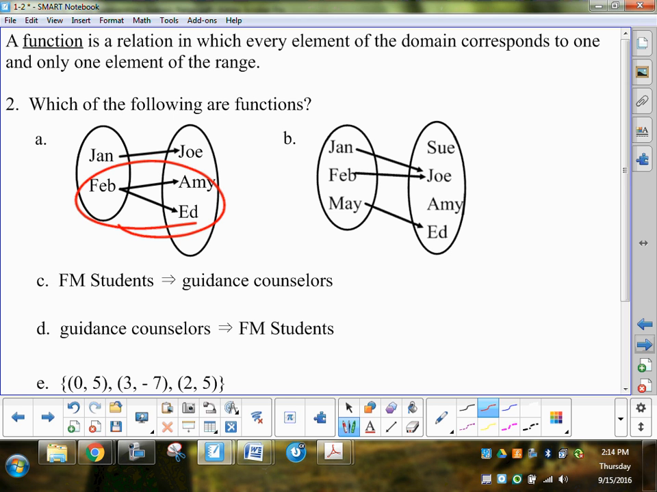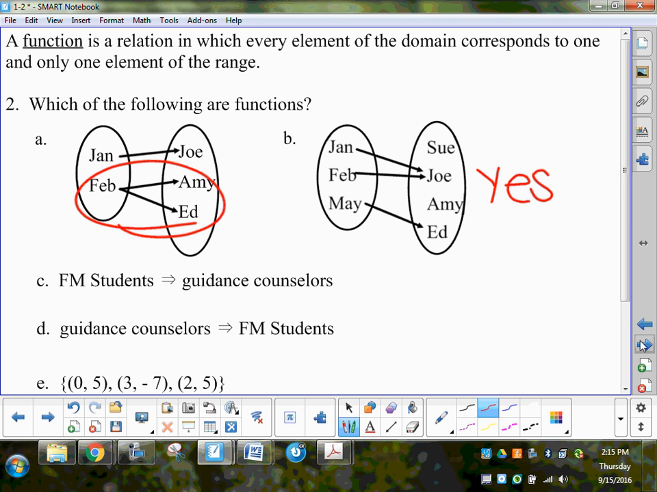Take a look at B, and Maddie, is B going to be a function, yes or no? Why do you say that? It didn't sound very firm in your answer. Why is it a function? It's two inputs, one output. All right, who can tell me why this would be a function? What's your justification? There's only one output. Every input has one output. That's it. If every input has one output, we're good.